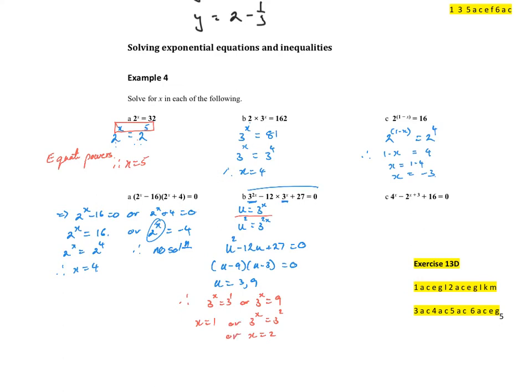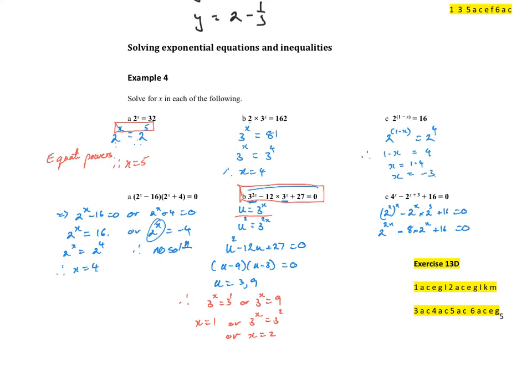So they're my possibilities. Look, these are the hardest ones, no doubt, but it's just recognising them. They've got a bit of a quadratic form about them. C is very similar. 4 can be written as 2 to the power of 2, all to the power of x, minus, well, that's the same as 2 to the x times 2 to the 3, plus 16 equal to 0. So that's the same as 2 to the 2x minus 2 cubed, which is 8, times 2 to the x plus 16 equal to 0.